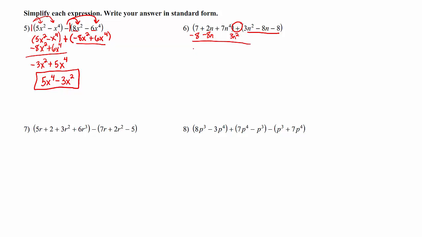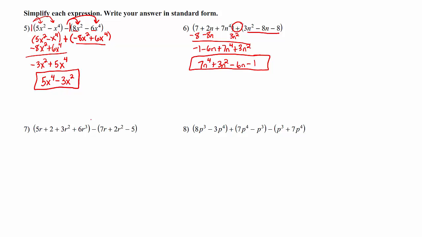I can add in my columns here. 7 minus 8 is -1. 2n minus 8n is -6n. This didn't have anything to add with. And this didn't have anything to add with. And this would be the correct answer, except I have to rewrite this in standard form. So I start with the 4th power, and then there's not a cube, so I go to squared. And then I do the just normal n, and the number always ends up being last. Our number should always be our smallest degree.